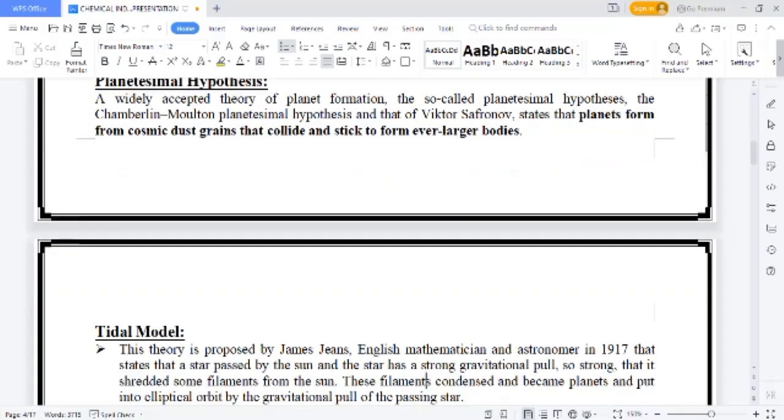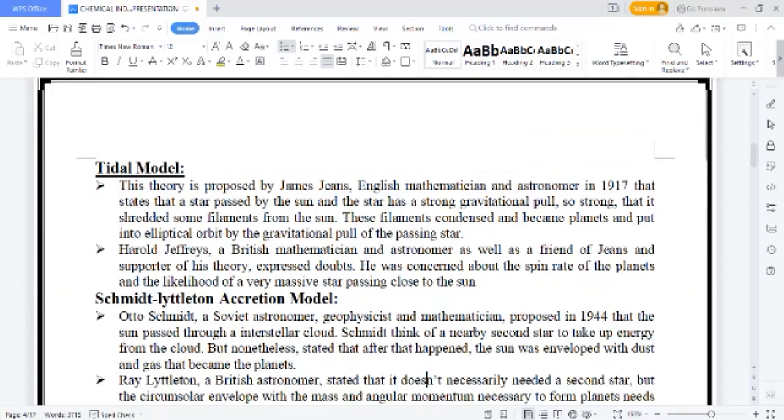The third theory is tidal model. This theory states that a star passed by the sun and the star has a strong gravitational pull, which is so strong that it shredded some filaments from the sun. Then these filaments condensed and became planets and were put into elliptical orbit by the gravitational pull of the passing star. This theory was proposed by James Jeans, English mathematician and astronomer, in 1917.